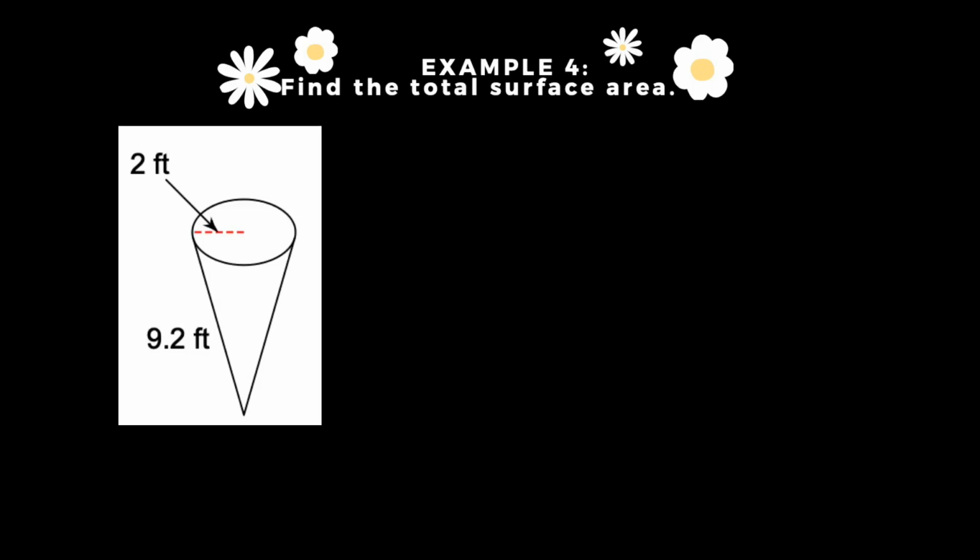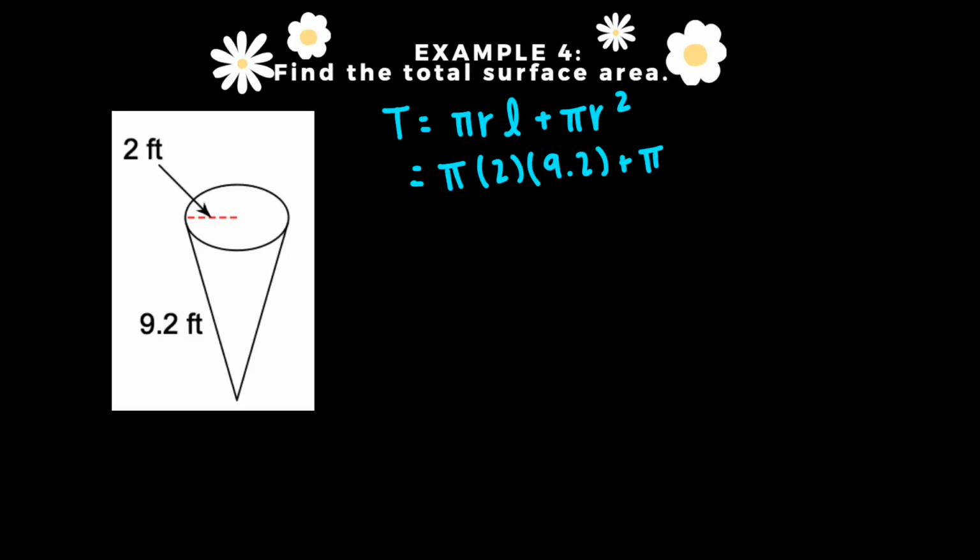All right, so example 4, I ask you to find the total surface area. So this is different because we're not just doing lateral. So your formula for total is pi RL, which is your lateral formula, plus the area of the base, which is pi r squared. So in this diagram, I give you everything. I'm just going to plug it all in right now. Pi times my radius, which is 2, times my slant height, which is 9.2, plus pi times my radius, 2 squared. So this is just all plugged in for their variables.